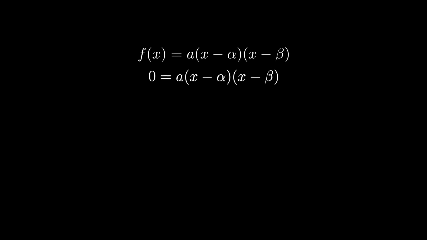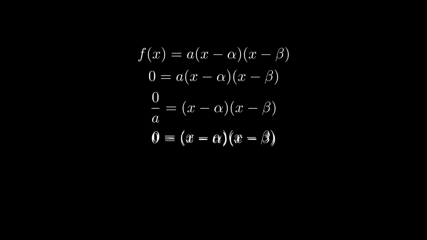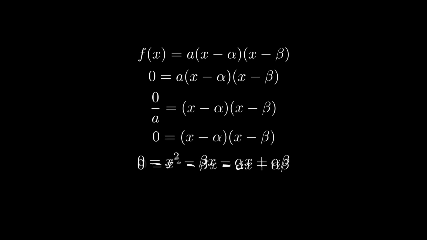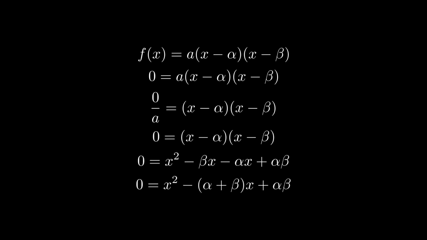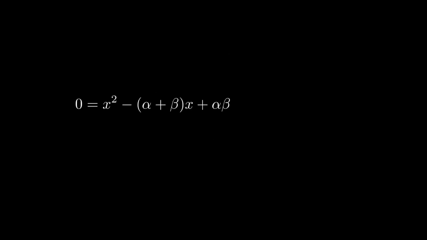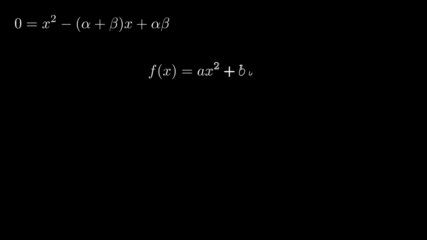With some algebra, we can convert this equation into this tidy form. Notice that the second term is the sum of the roots and the third term is the product of the roots. We can do the same thing for the general form by dividing the equation with a.